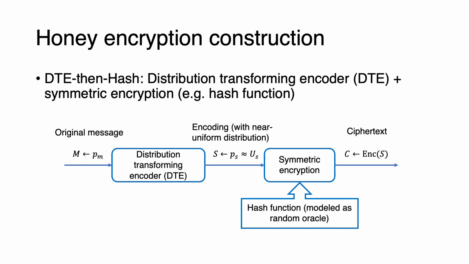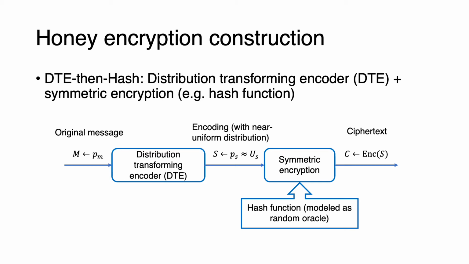With the DTE building block in mind, honey encryption schemes can be constructed in two steps. The first step is to perform DTE on the input message, and the second step is to use a symmetric encryption scheme on the encoding. As an example, the symmetric encryption scheme can be instantiated using a hash function. In previous works on honey encryption, this hash function is modeled as a random oracle, which is important in security analysis, as we shall see later.